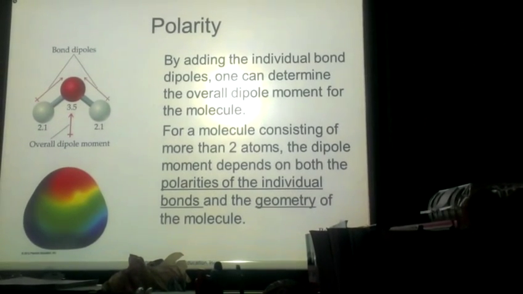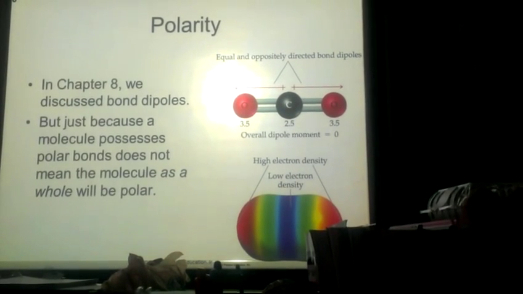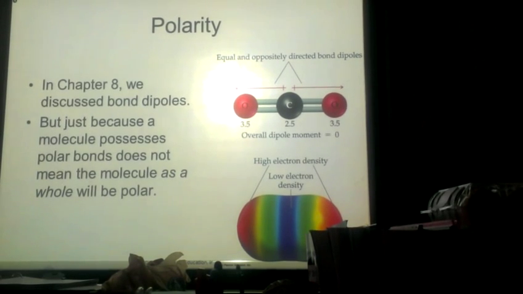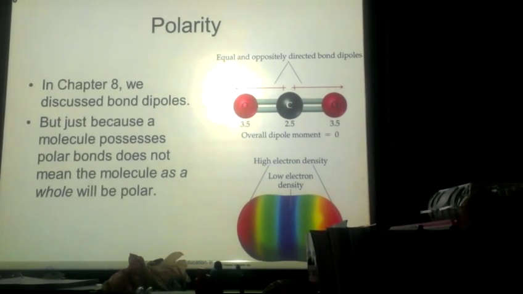Hi everyone, we're going to continue on with polarity. So when we think about polarity, we have to think about dipoles and dipole moments. And in chapter 8, when we were talking about covalent bonds and whether they be nonpolar or polar, we also discussed what a dipole was. And a dipole, like we said, was something that has a partial negative and a partial positive charge. We've created some type of partial charges.